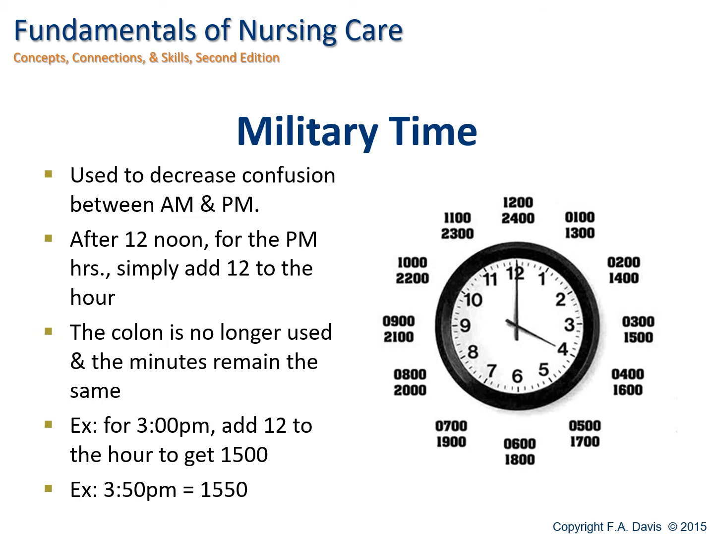Military time is used to decrease confusion between AM and PM hours. So it's used in our nursing documentation. After 12 noon for the PM hours, simply add 12 to the hour. A colon is no longer used for military time and the minutes remain the same. So example, for 3 p.m., we're going to add 12 to the hour to get 1500. So example, 3:50 p.m., it would be 1550. This will come as second nature to you once you get used to it.